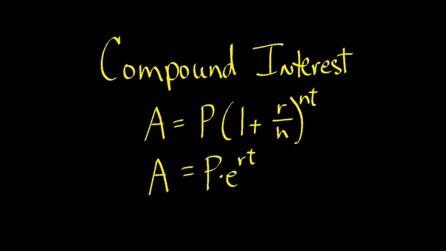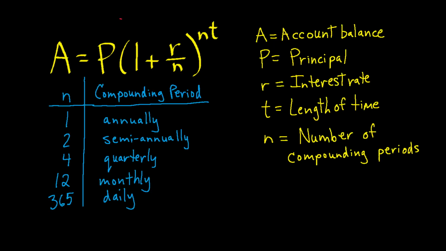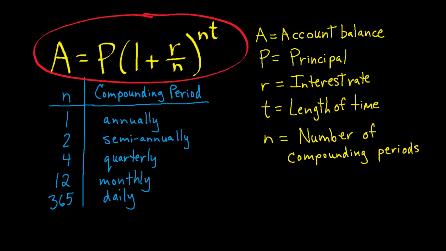In this video, I'm going to cover two common compound interest formulas. In this first formula here, A stands for the amount in the account after a certain period of time, so it's the account balance. P stands for the principal or the original deposit. R stands for interest rate, which we will write as a decimal. T is the time period, and N is the number of compounding periods.